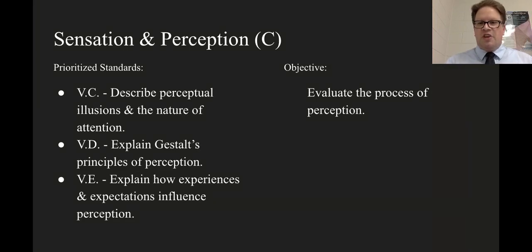All right, this is Sensation and Perception, Section C lecture. Our prioritized standards this time are 5C, D, and E. Objectively, we're going to evaluate the process of perception.